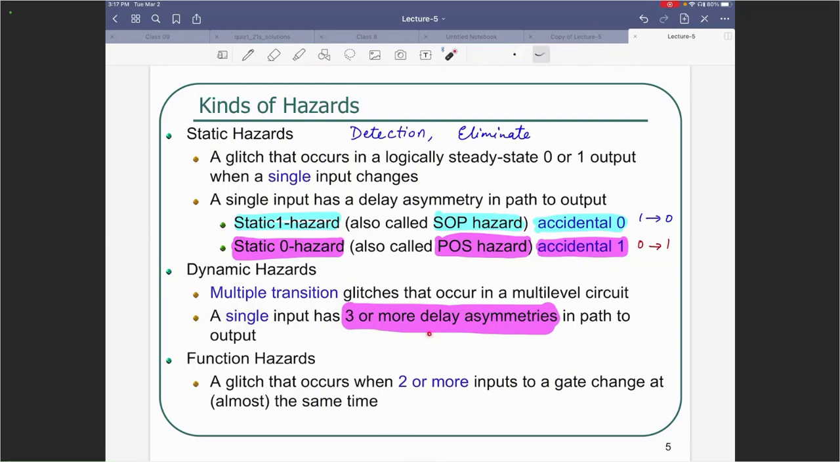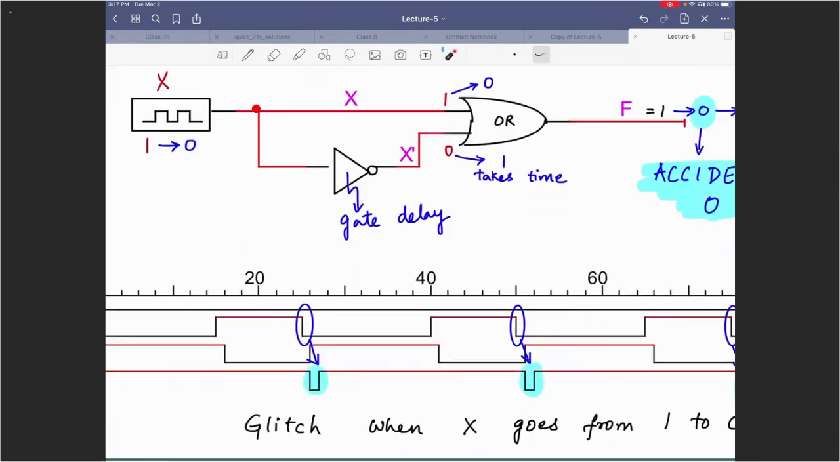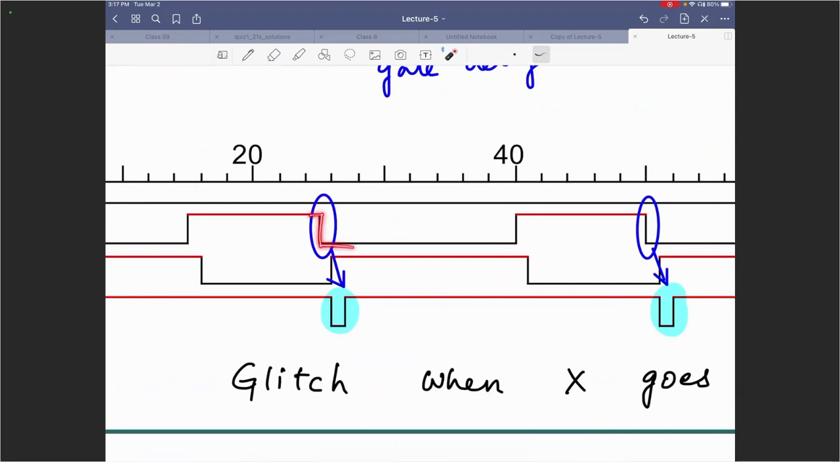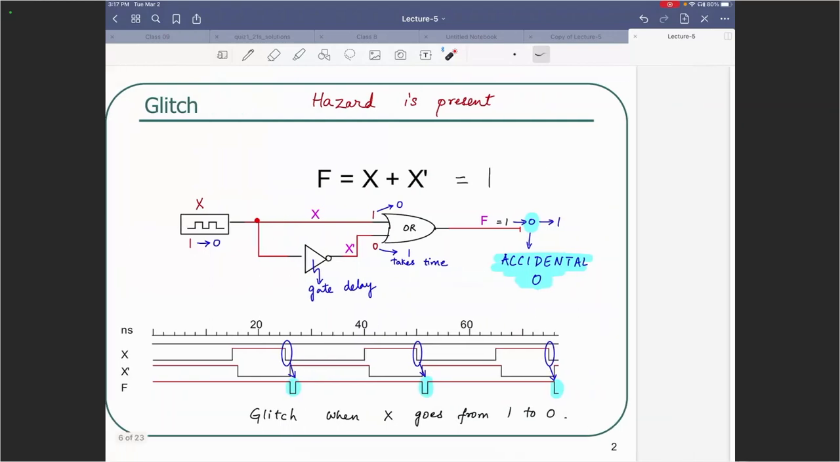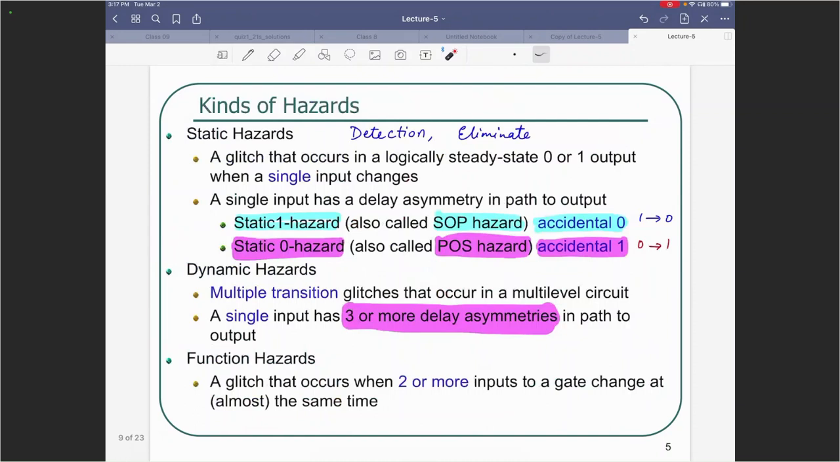What that does is, you see over here, when the input changed from one to zero, you got an accidental zero, but after that it was fine. But in the dynamic hazard case, you will have multiple transitions before it stabilizes because of those multiple delay asymmetries. So the changes at the input will be reflected at the output at multiple times. Is that possible? It never stabilizes. Sure. If the delay asymmetries are a lot, and those times are more than the time between each input changing, yeah, sure. It will never stabilize then.